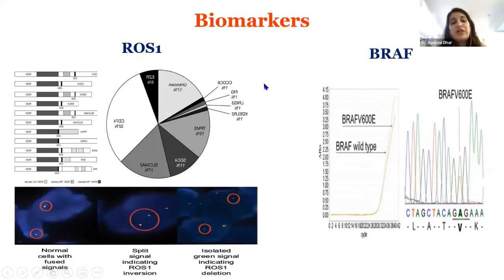Over here in the realm of ROS1. Now, a lot of labs, and I know we do it ourselves, are starting to use IHC as a platform, and we use the D4, D6 clone, which again is on Ventana. And the main caveat over here, and it's very important that you know, ROS1 via IHC is only to be used for screening. If a patient is positive on ROS1, it is mandatory.